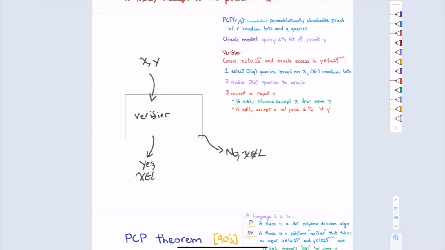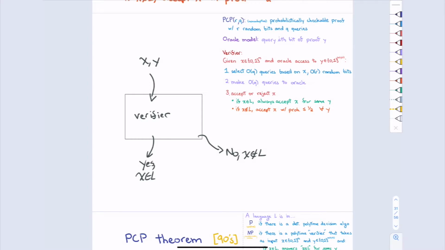So if the formula is not satisfiable, then no matter what Y you give me, you're not going to convince me that the formula is satisfiable, because I'm just going to check and find something that's wrong. But if the formula is satisfiable, you could give me a satisfying assignment that convinces me, the verifier, the black box, that the formula is satisfiable. So now in the context of PCP, any language that has a black box following this format is in the class NP.